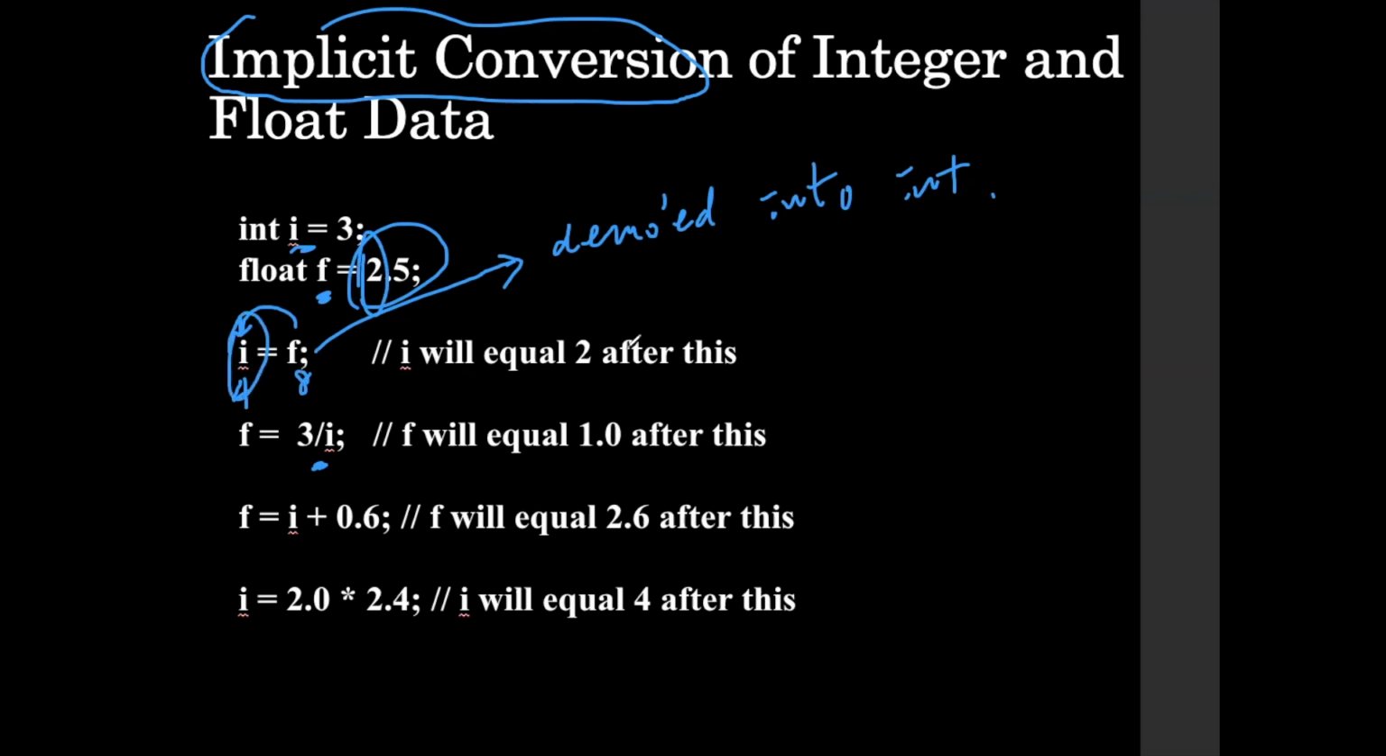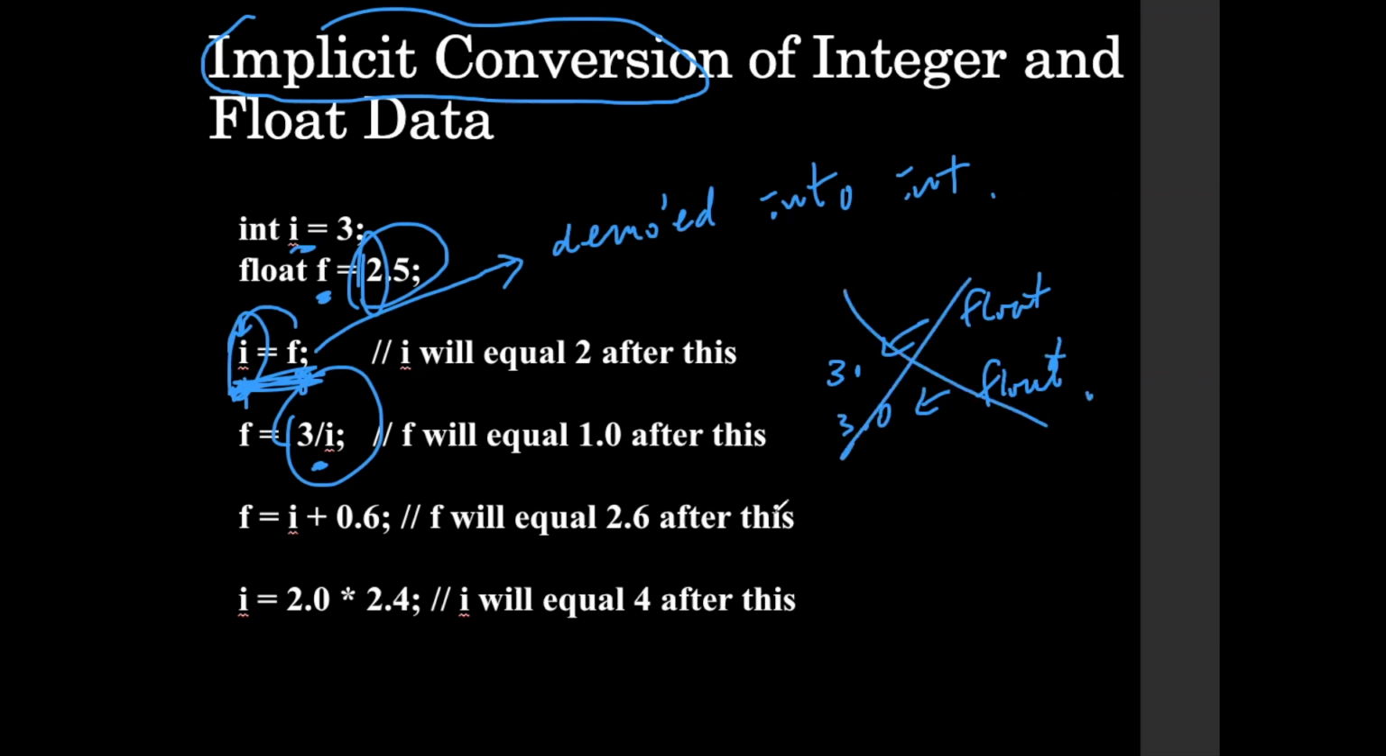So i equals 2 after this. You can do this in your console to verify that. Now, we know i is not 2, right? Now, 3 divided by i. So what is 3? If you put a dot after the 3, if you do 3.0, this becomes a float, or a double. It doesn't matter.